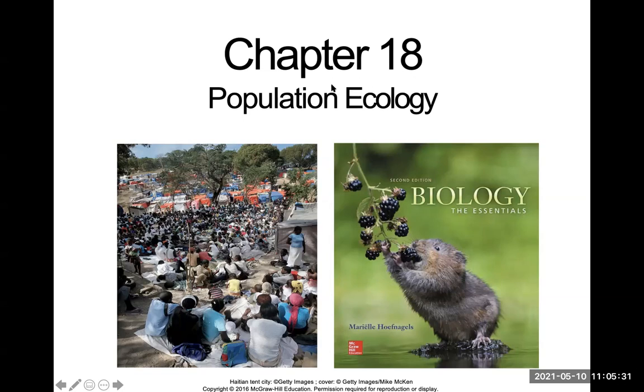Anyways, welcome to chapter 18. It's about population ecology. We're going to look at populations and try to understand what might cause the population to change over time, some different characteristics of the population, and how you calculate that. So that's what population ecology is about.